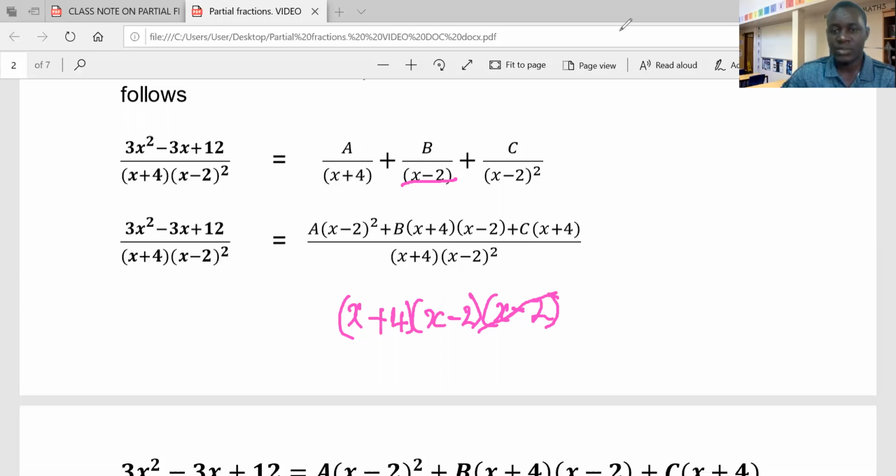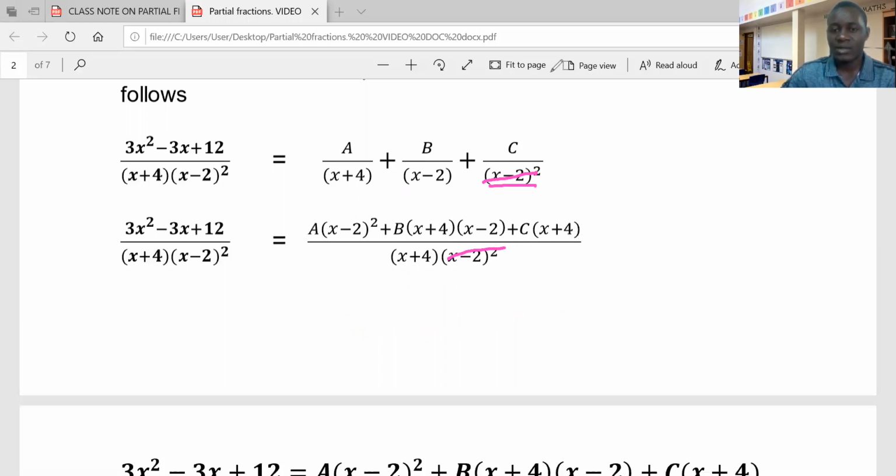Then if we do the same thing in the last fraction that we have there, we have x minus 2 in brackets squared. This, we strike out this, and then this is gone. So what we have there is x plus 4. x plus 4 times the numerator, that would be c times x plus 4.